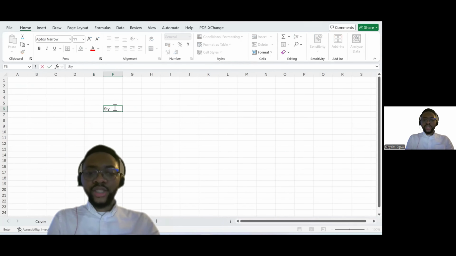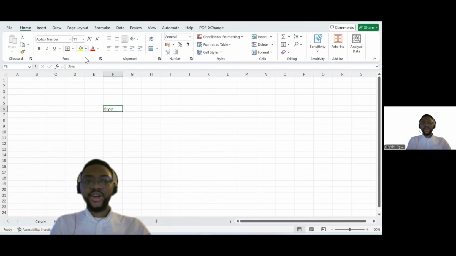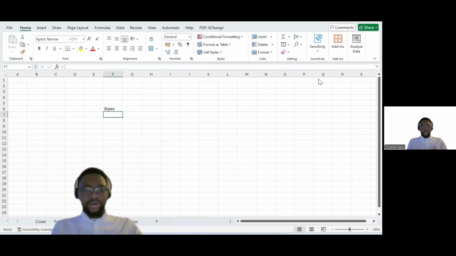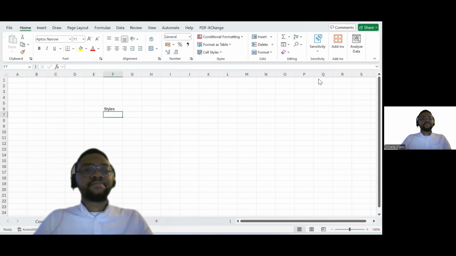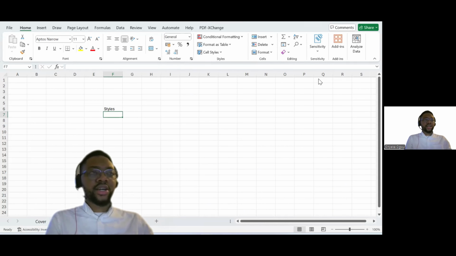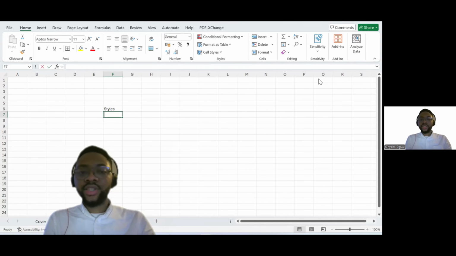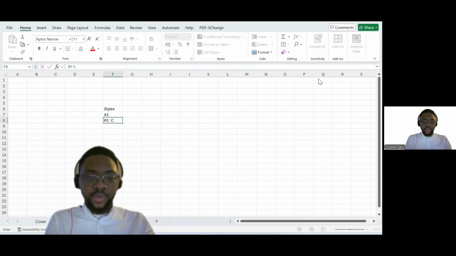Yesterday, I made mention that we have 2 styles of referencing. Who can tell me the 2 styles of referencing that I mentioned yesterday? If you were here yesterday, I'm aware that not everybody that was here yesterday is here today, and vice versa. The 2 styles is A1. Yeah, perfect. A1, R1C1 referencing. Perfect. So the 2 styles of referencing are A1 and R1C1 referencing.